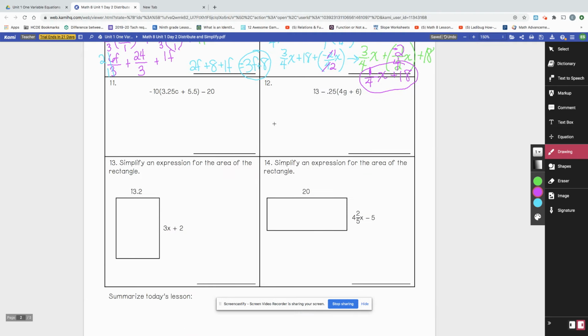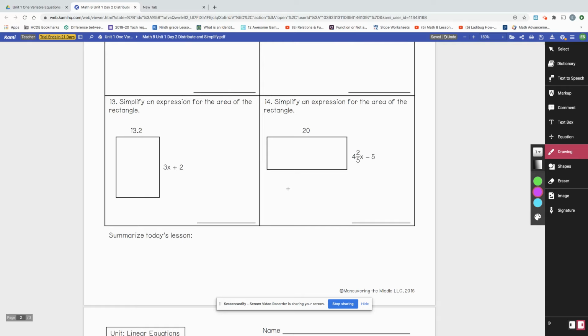We're going to do number 12, and then I think we shall do number 13.